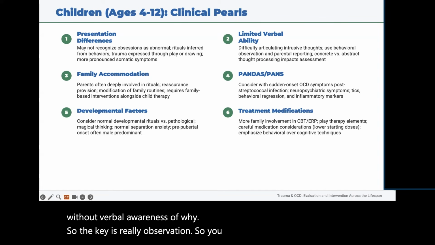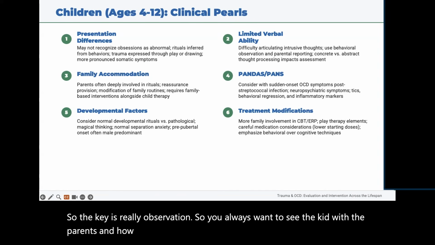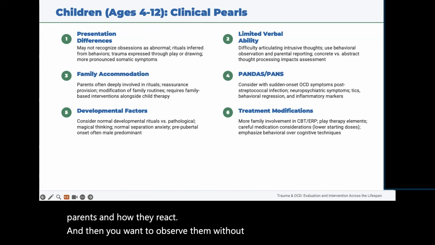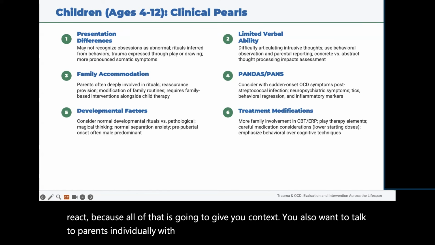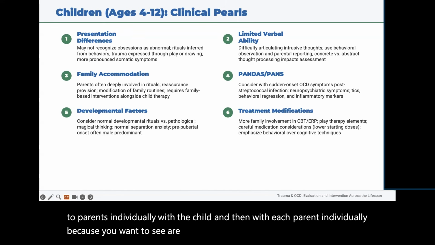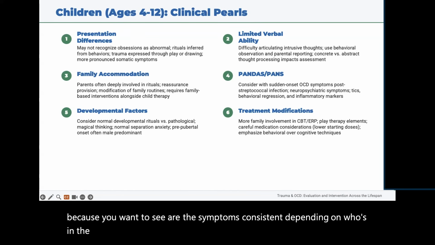So you always want to see the kid with the parents and how they react. And then you want to observe them without the parents and see how they react, because all of that is going to give you context. You also want to talk to the parents together with the child and then with each parent individually, because you want to see whether the symptoms are consistent depending on who's in the room, because it could change.